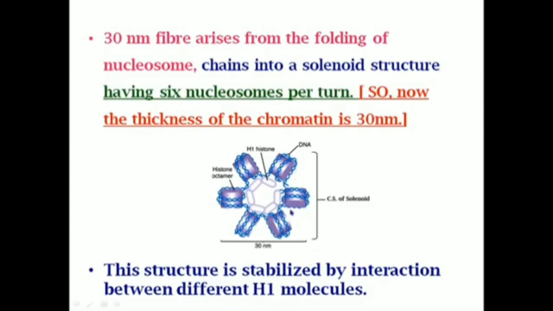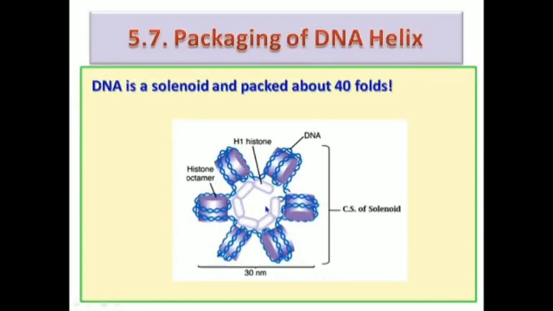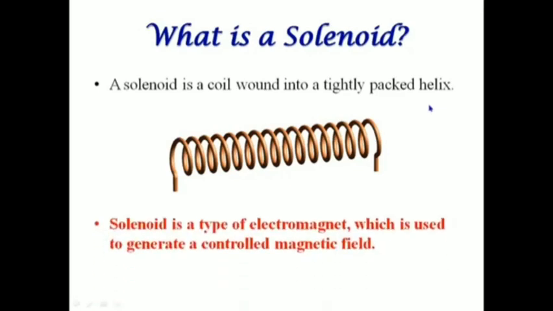So the H1 of one nucleosome can interact with the H1 of the neighboring nucleosomes, resulting in further folding of the fibers. This chromatin fiber in the interphase nuclei and mitotic chromosomes has a diameter that varies between 200 to 300 nanometers and represents an inactive chromatin. The 30 nanometer fiber arises from the folding of nucleosome chains into solenoid structures having 6 nucleosomes per turn. So what is a solenoid?